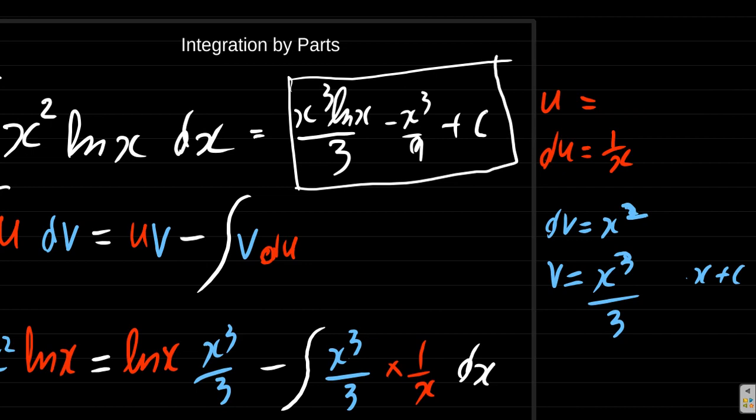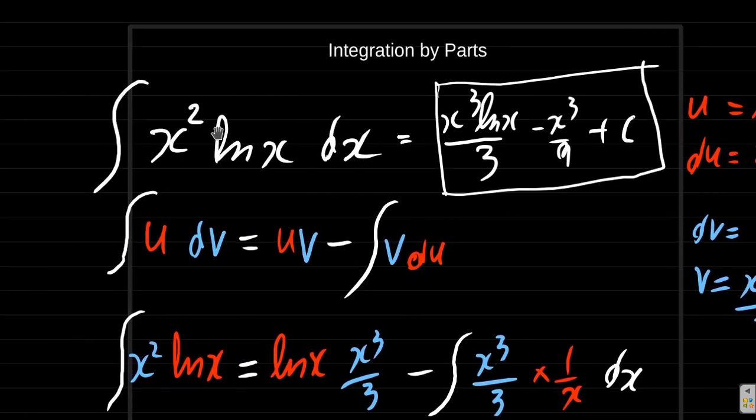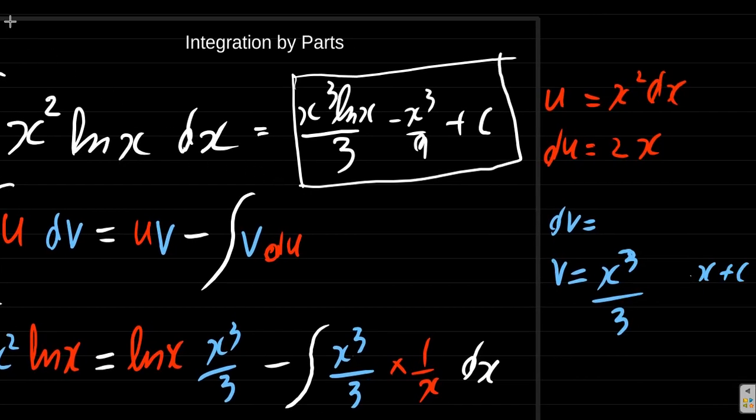So our u is x squared, and our du would be 2x dx. Now if our u was x squared, then our dv would be ln x. So our dv is ln x.